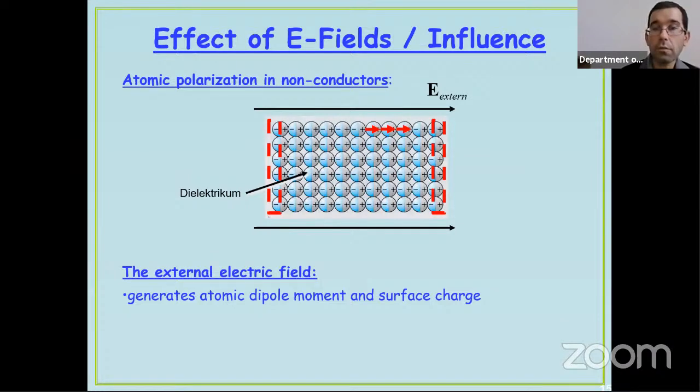In dielectrics, this polarization creates a relatively large organization of the polarizable atoms. So this is the meaning of the macroscopic polarization in dielectric materials.